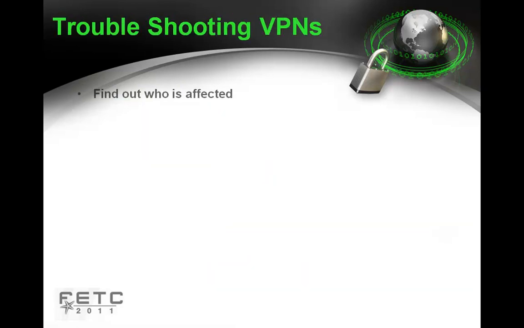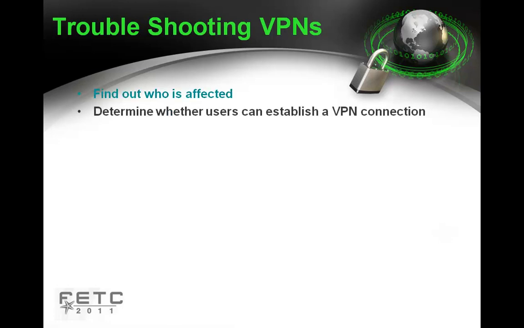Troubleshooting VPNs. The first thing you need to do is find out who is affected. Is it one person? Is it multiple people? Determine whether the users can establish a VPN connection at all. Are they getting a partial connection? Are they not able to get in? Are some of them able to get in?